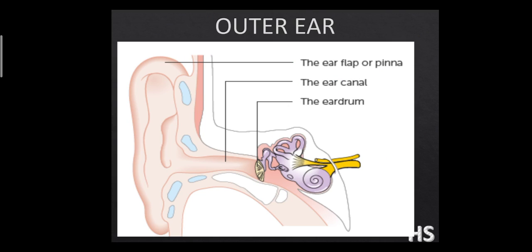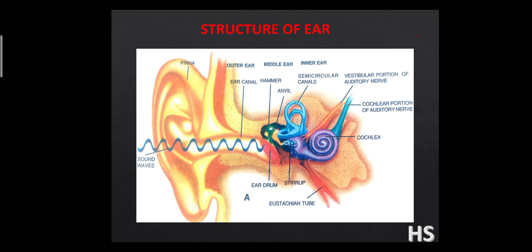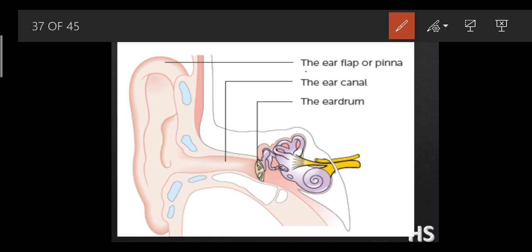Let's discuss first the outer ear. The outer ear consists of the ear flap, that is called the pinna. The outer ear which projects out is called the pinna. And then the auditory passage. Why is this called the auditory passage? Because it helps to take up the movement of the hearing. So that is why it is called the ear canal. What is an ear canal? Through which the hearing sensations can pass.